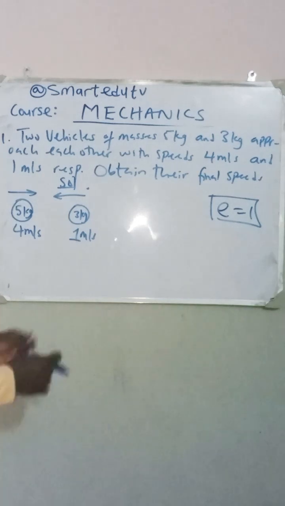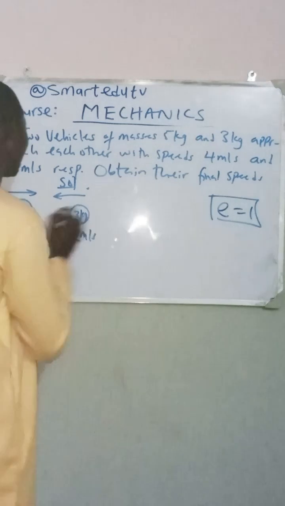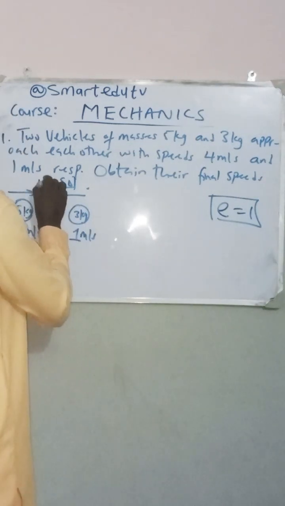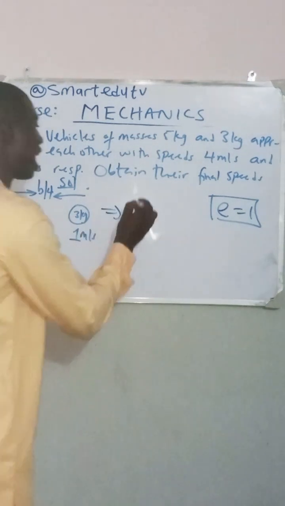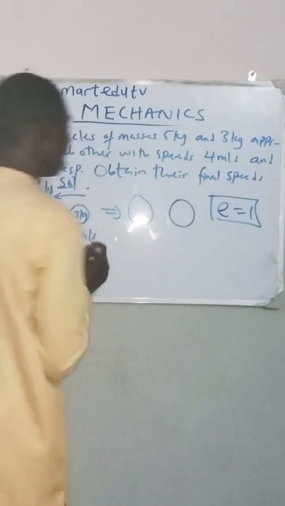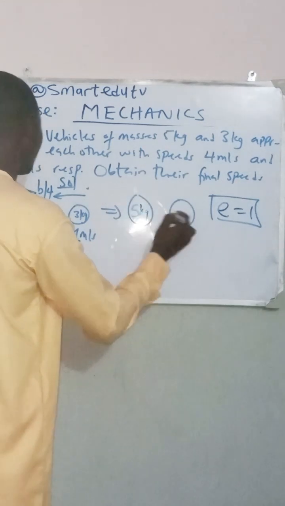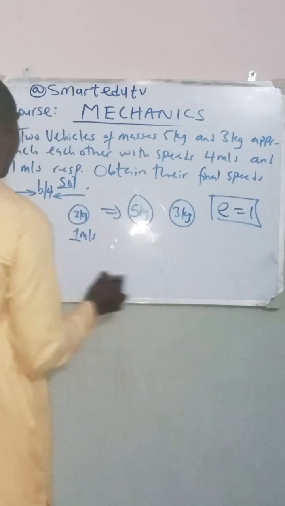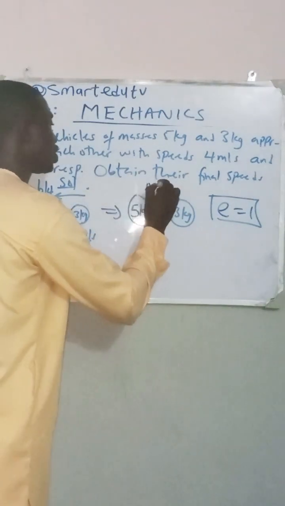So now, we want to obtain their final speeds. Let's assume that this happens before the collision. Let's assume that after the collision, don't forget their masses still remain the same: 5 kg and 3 kg. Don't forget, this is before the collision, and this is after the collision.